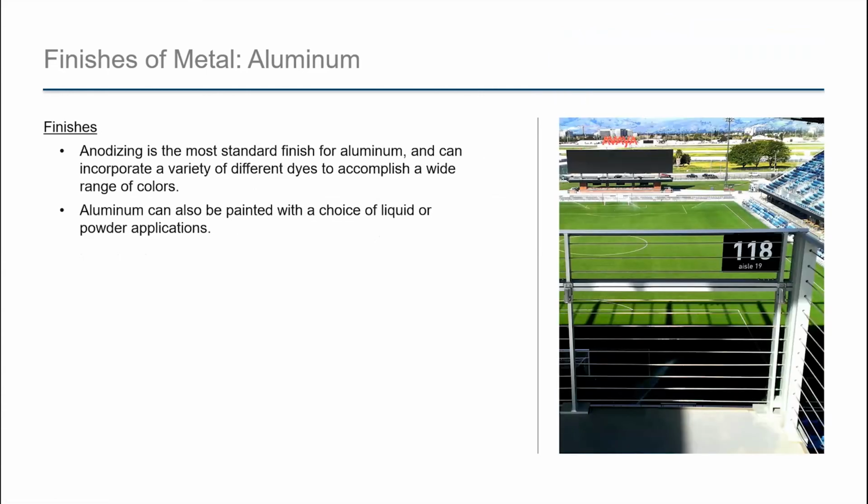There are numerous options when detailing aluminum, and you have a wide variety of finishes. For example, anodizing is the most standard finish for aluminum and can incorporate a variety of different dyes to accomplish a wide range of colors. Aluminum can also be painted with a choice of liquid or powder applications.